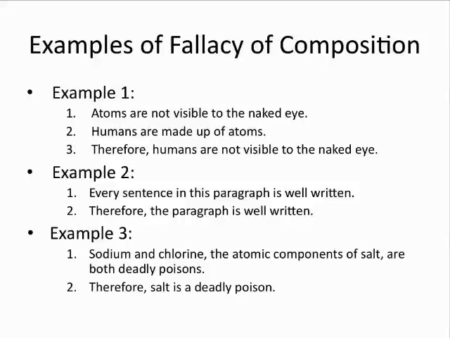As you can see, each of these arguments commits the fallacy of thinking that an attribute that can be correctly predicated of the part can also be predicated of the whole. That's composition. This concludes this segment of a multi-part lecture on fallacies of unclear language.